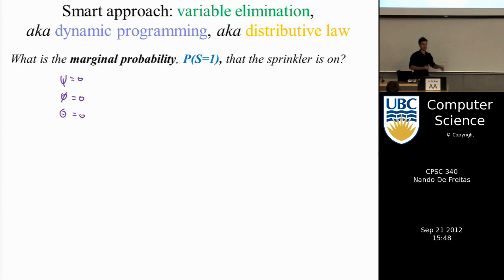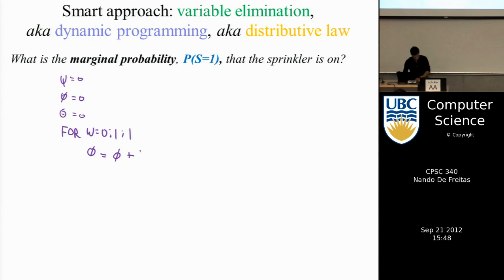Okay, back to this. So the way I would implement this, I would say for W equals 0 in steps of 1 to 1, I would say phi is equal to phi plus P of W given S equal 1 and R. And then I would say for r equals 0 in steps of 1. So I'm doing the inner loop. I'm doing the loop over r, and I'm storing the answer as phi.